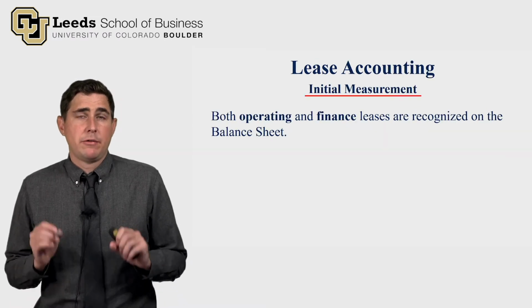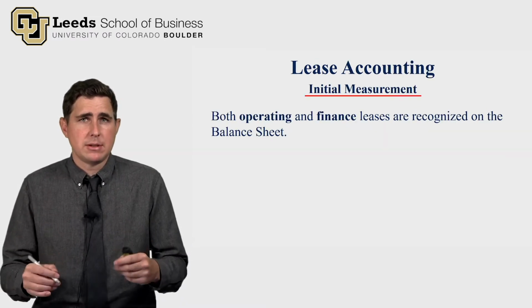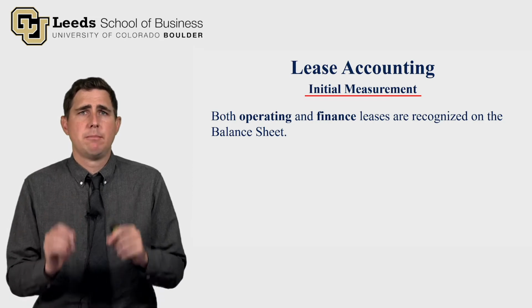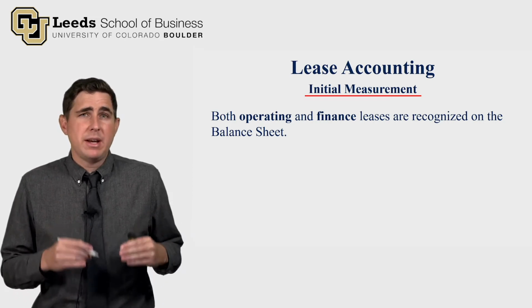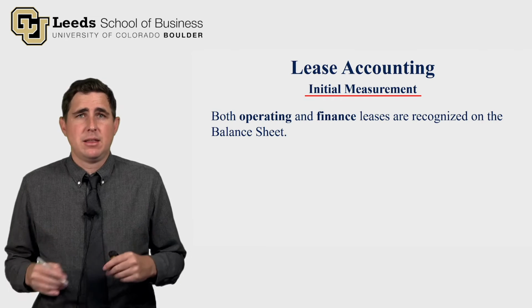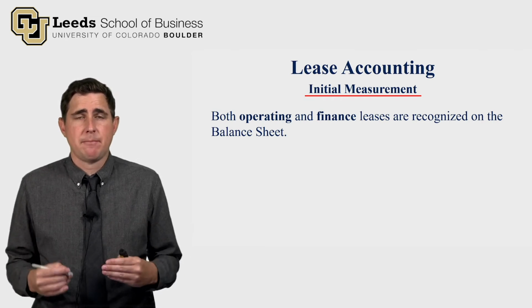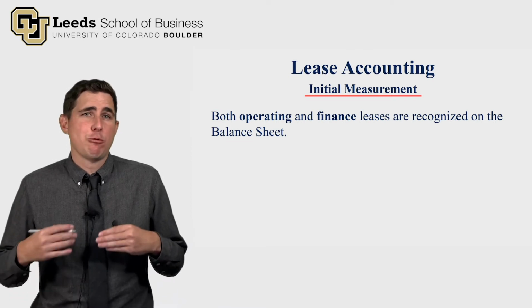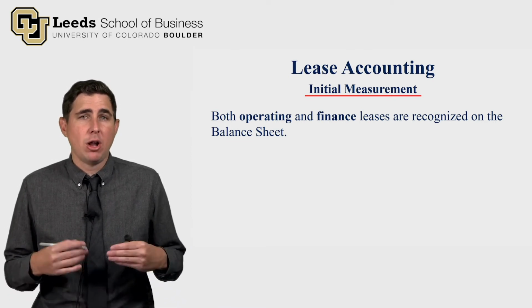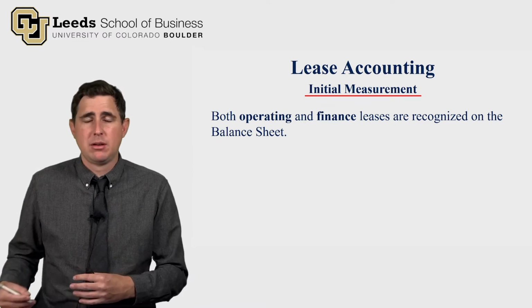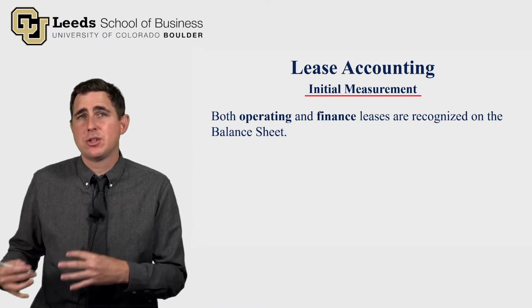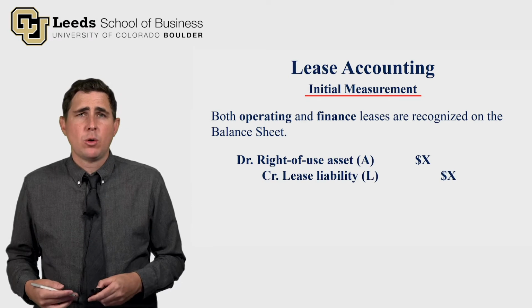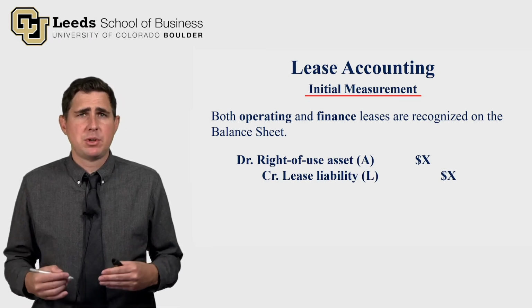Now we're going to talk about accounting for leases. First, we'll talk about the initial measurement. Whether it's an operating or a finance lease, the initial measurement is going to be the same. When Southwest leases that airplane, it is now recognized on the balance sheet, along with an offsetting liability representing Southwest's obligation to make lease payments. So here's what the journal entry is at the inception of the lease.